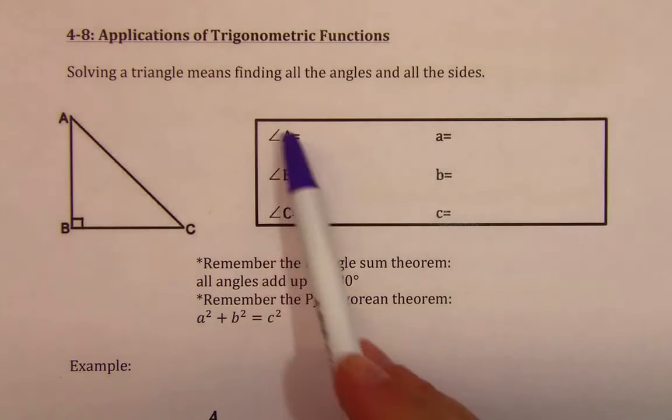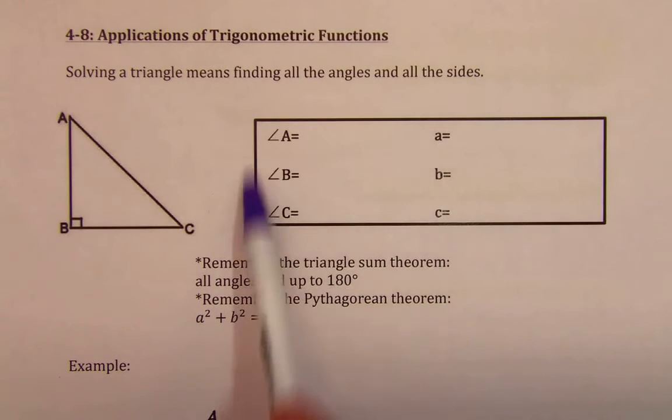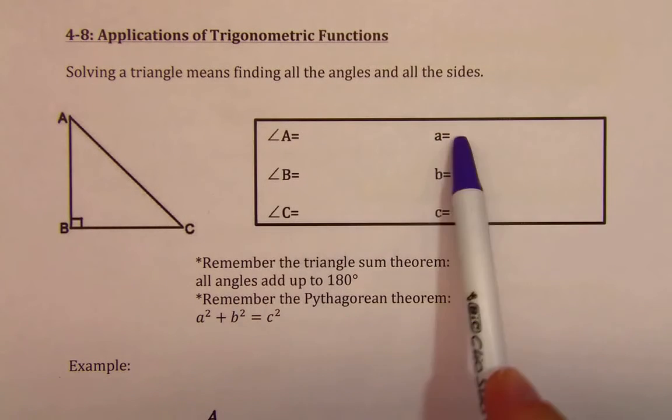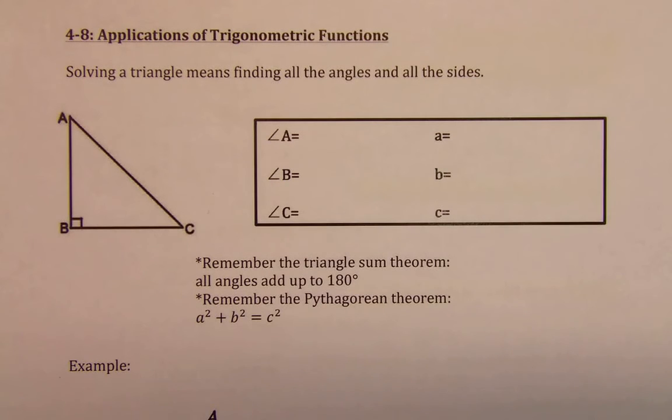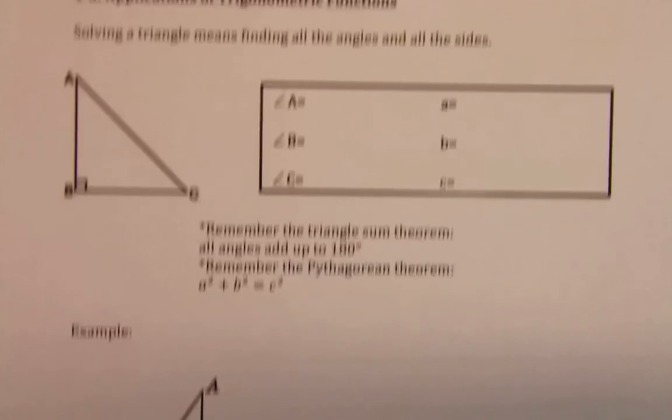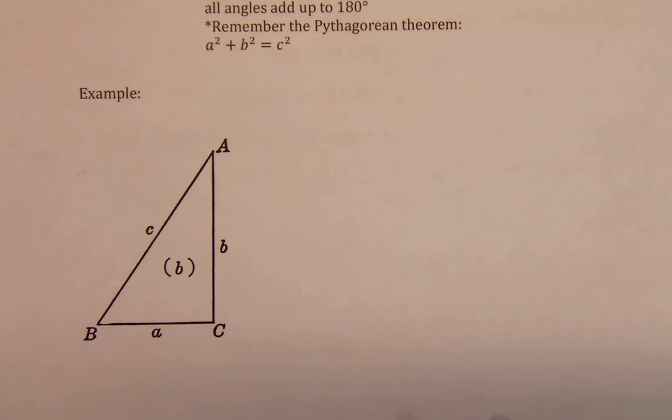Okay, so what I want you to do every time is draw your box, draw your three angles, your three sides, even though some of the pieces are going to be given to you. Now, what we need to do here is also remember the Pythagorean theorem and that the angles in a triangle add up to 180. Those will help us find some pieces easily. So let's go ahead and jump into an example here.